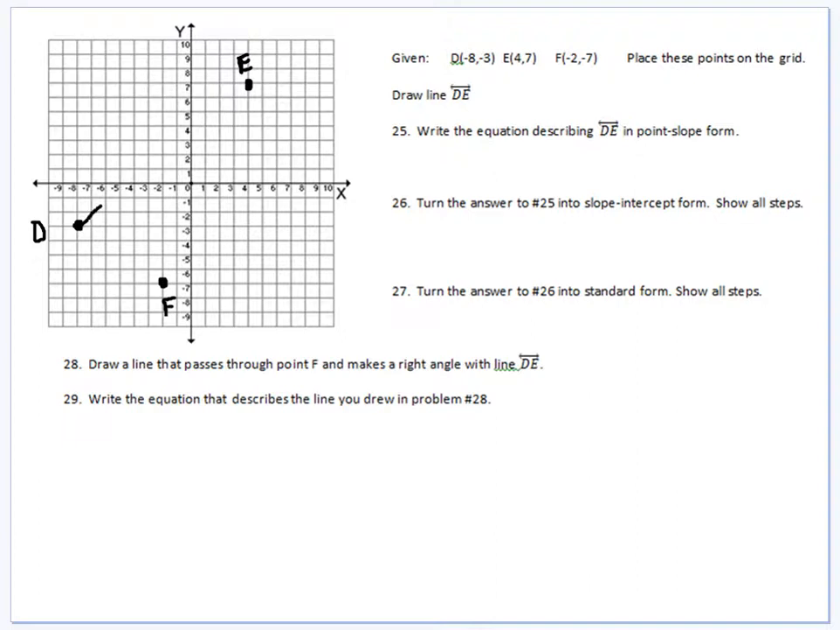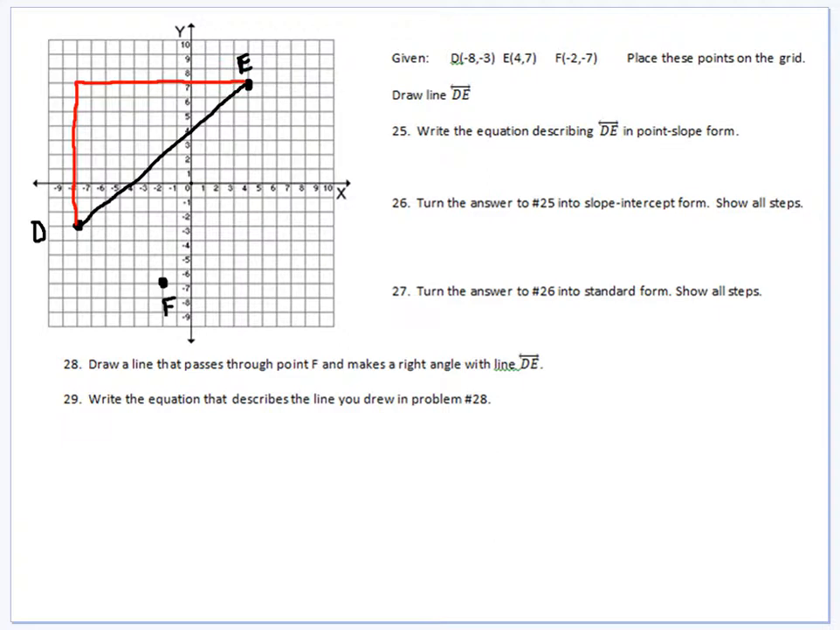See if I can draw this somewhat straight. So there's DE. Write the equation describing DE. So I'm going to find the rise. So this much is the rise, and this much is the run. So I'm just going to count those.